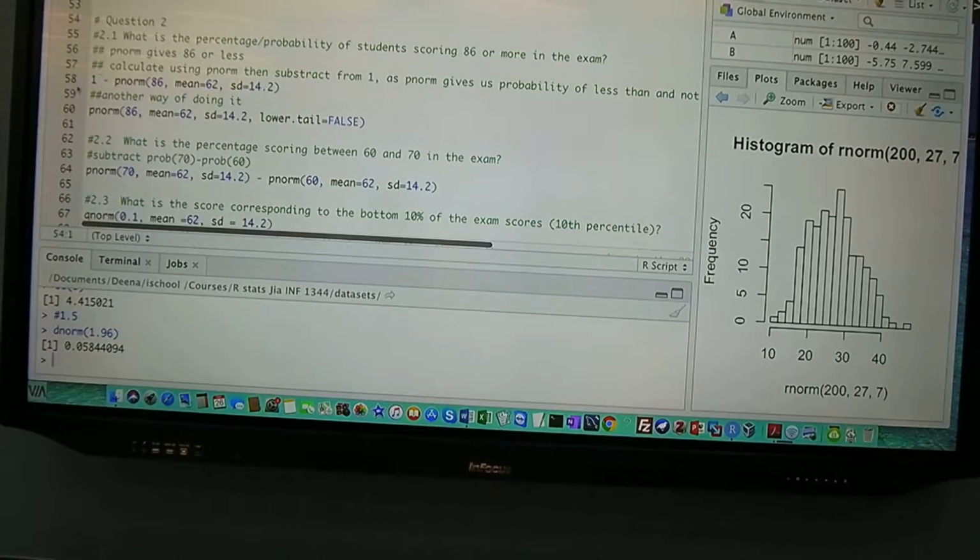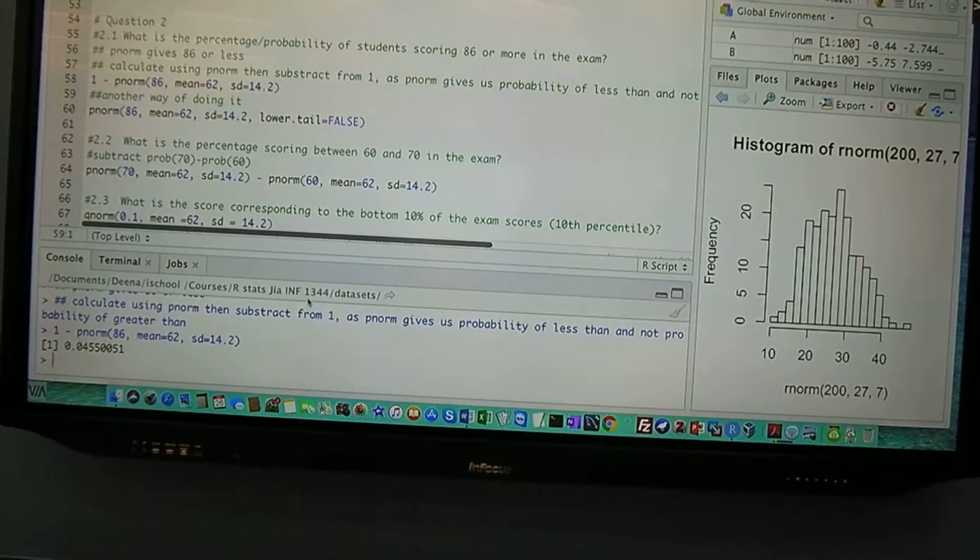Okay? So here is 1 minus P norm, 86, mean is equal to 62, standard deviation is equal to 14.2. And here is the result. If I'm asking probability, I can multiply by 100. So that means 4.5, because this is the answer, 0.045. So that means 4.5% of the students will score above 86. Okay? So this is one way to do it.